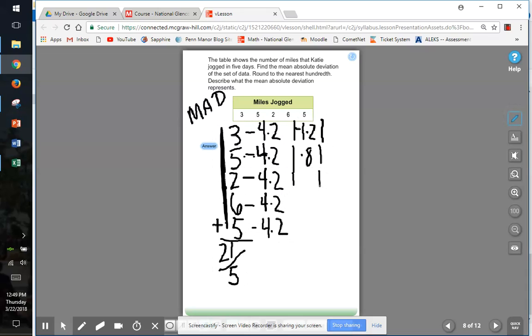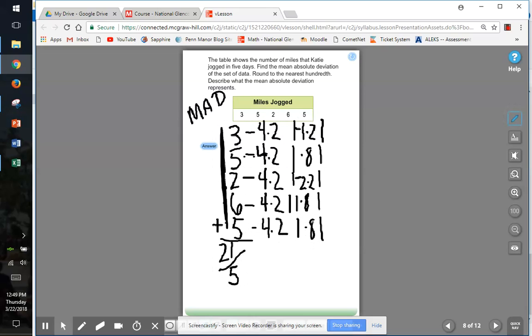Next one, 2 minus 4 2/10 is negative 2 2/10. 6 minus 4 2/10 comes out to 1 8/10. The absolute value of that, of course. And last but not least, 5 minus 4 2/10, the absolute value is 8/10.